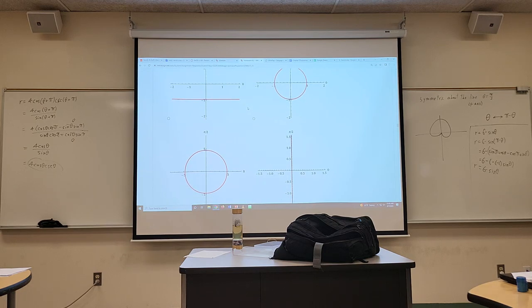I think the third one. The ordering is not clear, so could you say top left, top right, bottom left, bottom right? Top right. I think it's not bottom left. Bottom right.